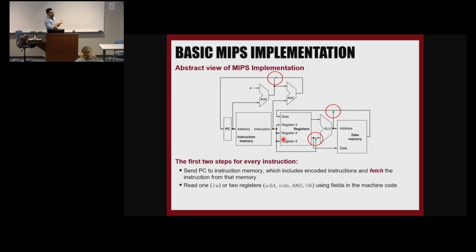And then we read one register, so we add a number with the register. This is always coming from the register file. The second part can come from the instruction or the register file. So right here, we need a multiplexer to decide which path we want to take.